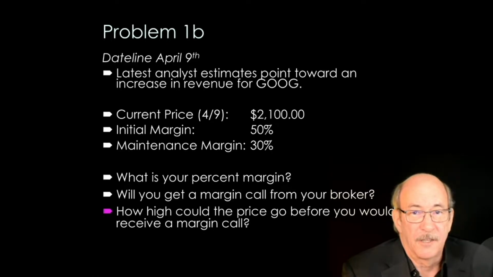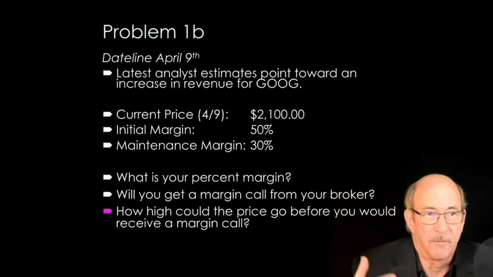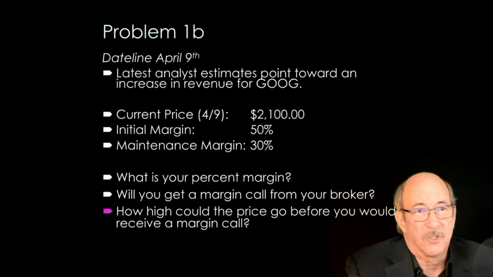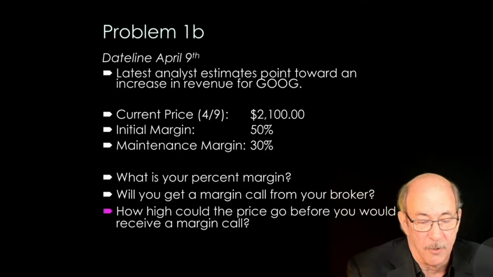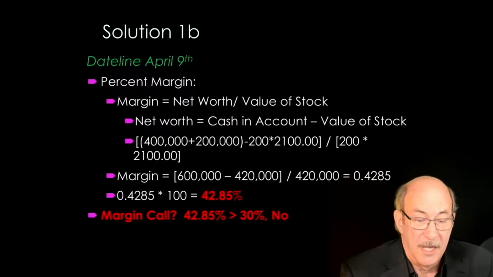Another interesting thing that we should know, and we should know this immediately when we open the position too, is we can calculate at what price we would get a margin call, because it's much simpler to watch the price of Google and know that if we hit this particular price on that day, we're going to need some liquidity if we want to keep the position open. And so to get the percent margin, again, it's simply net worth over the value of the stock.